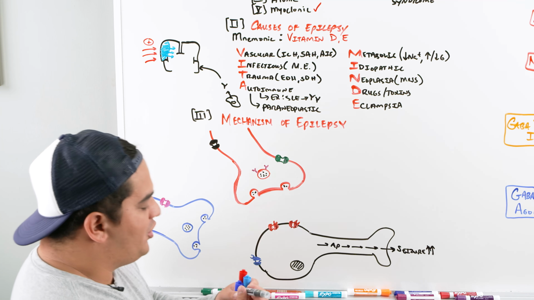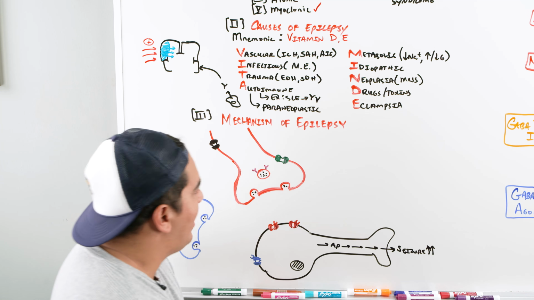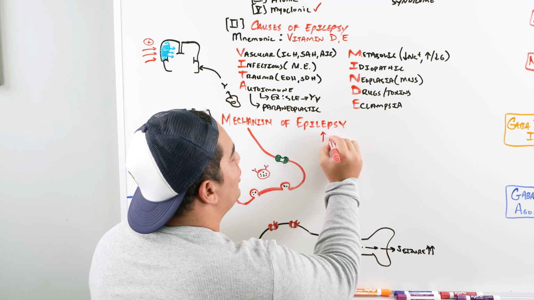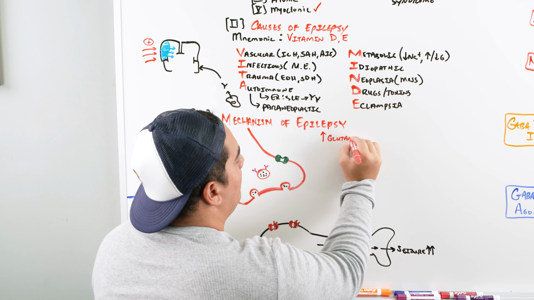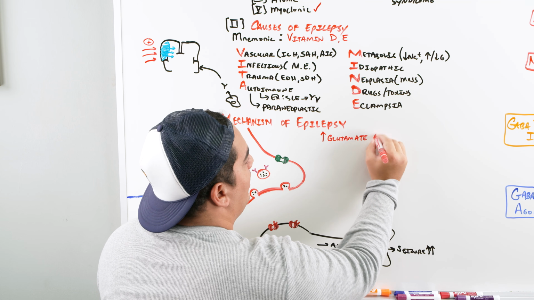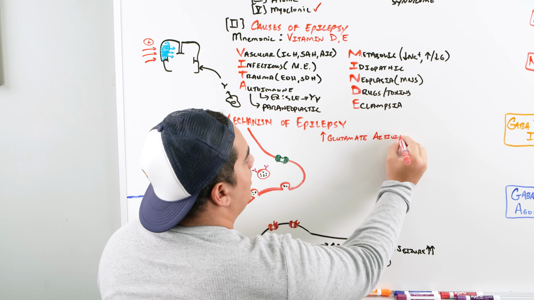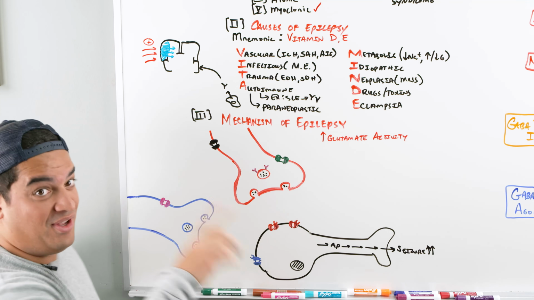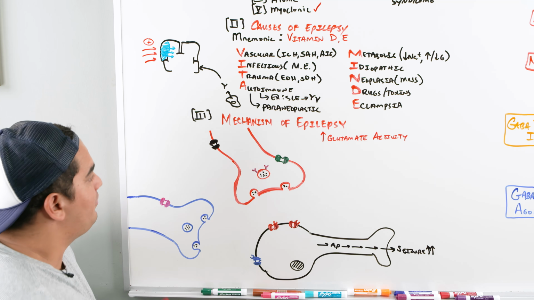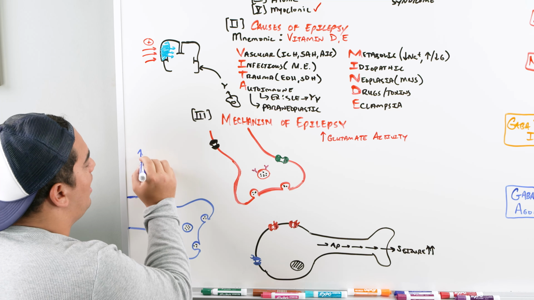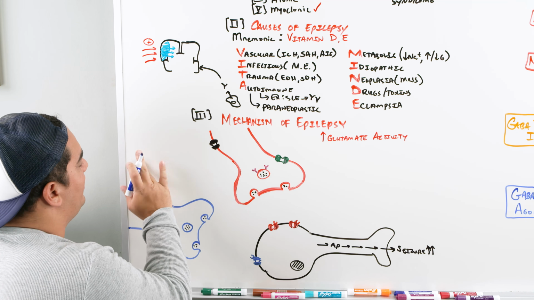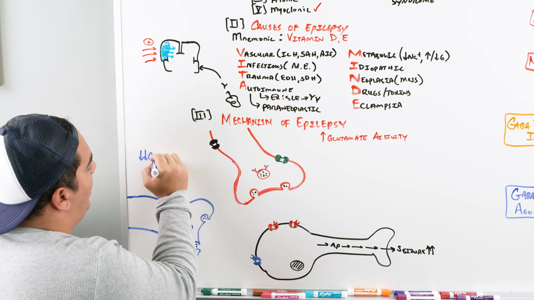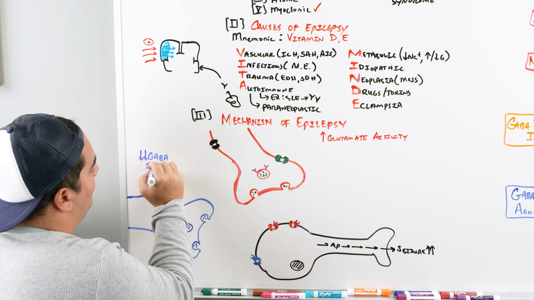What I really want you to remember is the basic mechanism behind this is that you have too much glutamate activity. That's one particular reason, is high glutamate activity that can cause seizures. I'll explain why that is in a second. The second one is there's very little GABA activity. So there's very low or decreased GABA activity.